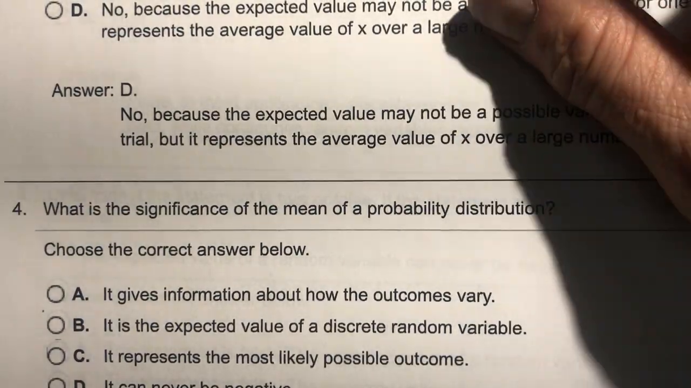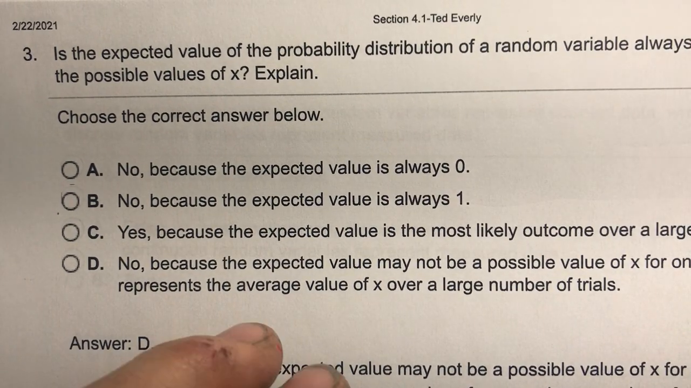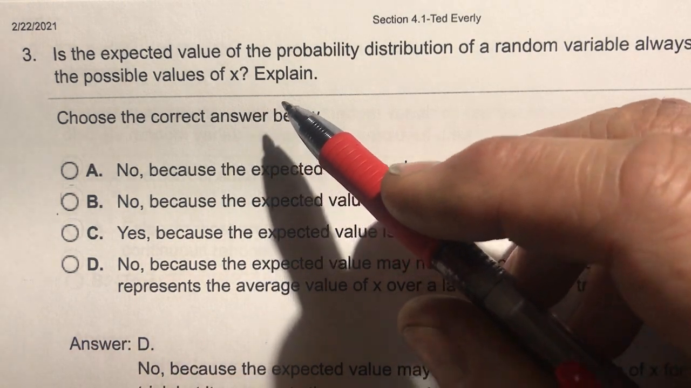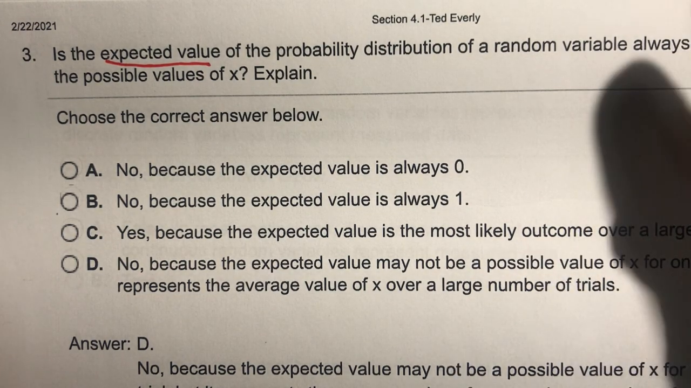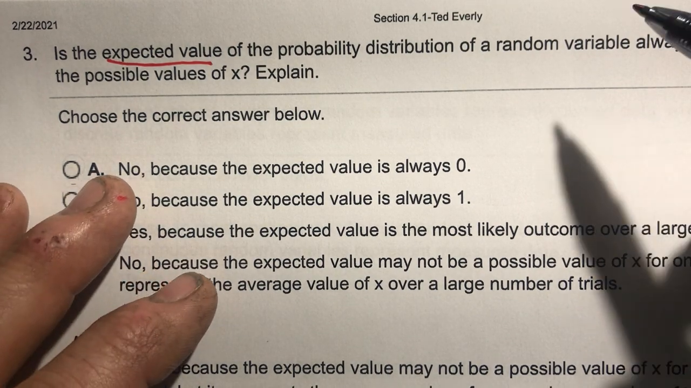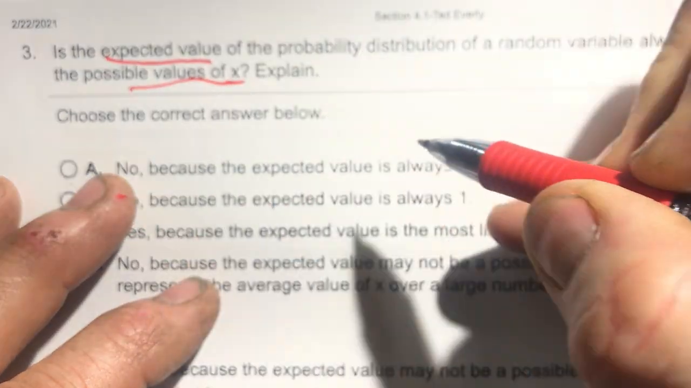Okay, number 3. Is the expected value of a probability distribution of a random variable always one of the possible values? All right, now the expected value, we're going to talk about that more here in a little bit, but the expected value is what your average is. Your average is your expected value. That's another name for it. Okay, so is your average always going to be one of the possible values of X?